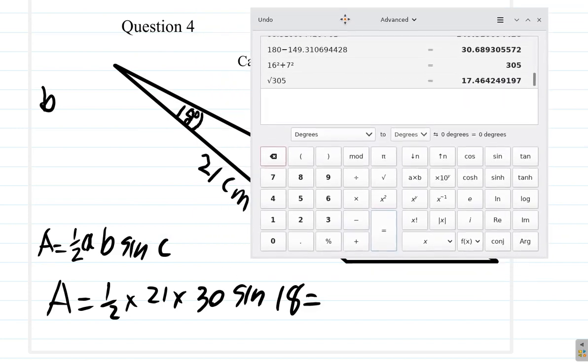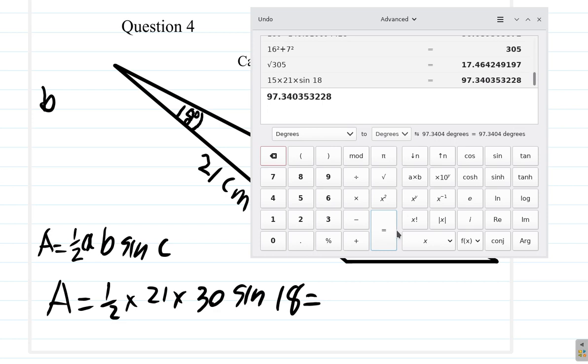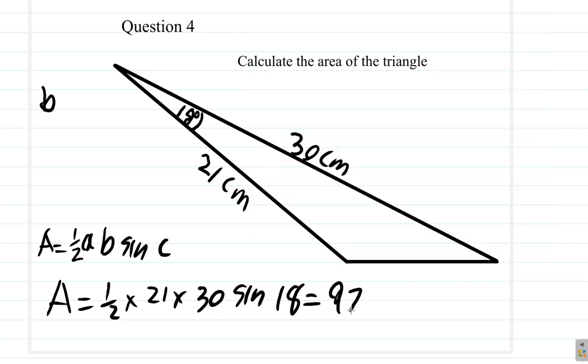So we have half of 30 is 15. So it's 15 by 21 times the sine of 18 degrees equals 97.34 centimeters squared. So it's 97.34 cm squared that we would have there. Alright?